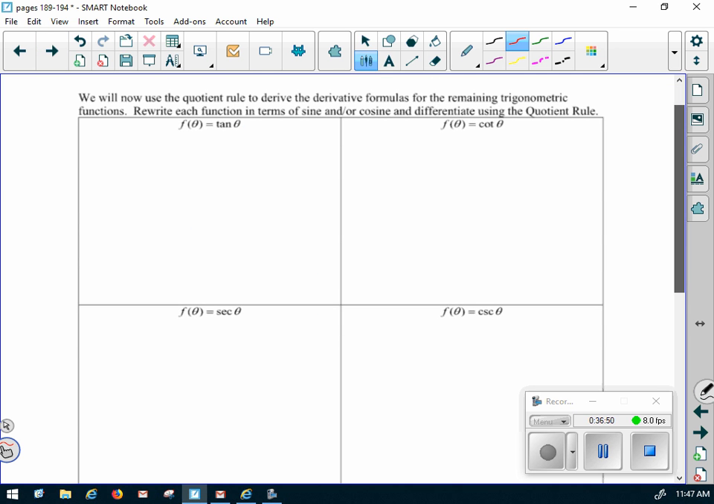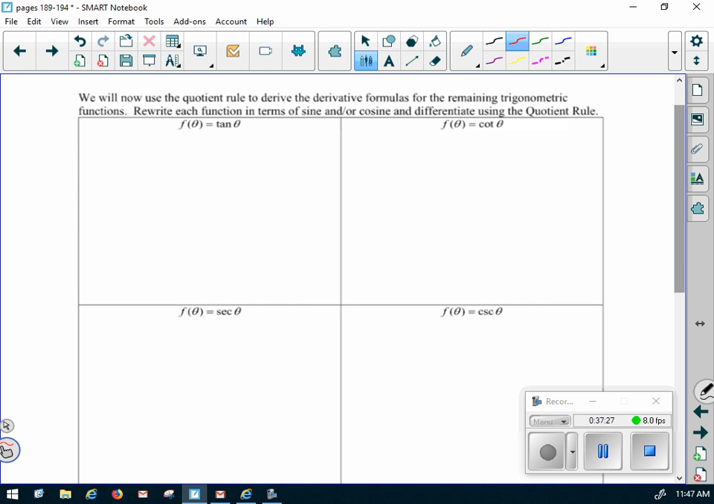Now, my goal for today is to get these 4 done. You know what the derivative of sine x is. What's the derivative of sine x? Cosine x. What's the derivative of cosine x? Now, we're going to find the derivative of tangent, cotangent, secant, and cosecant. Once we find them, you're going to learn them, so you don't have to go through this process again. You've got to know where it comes from.